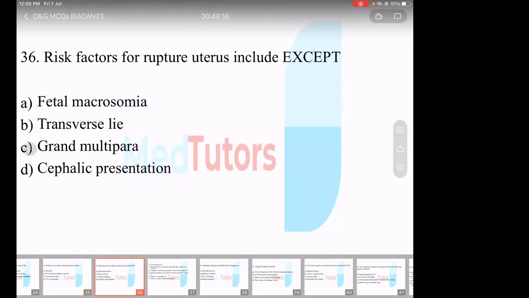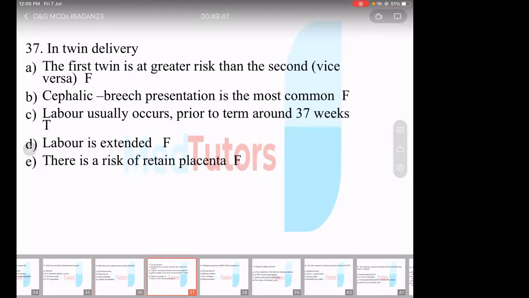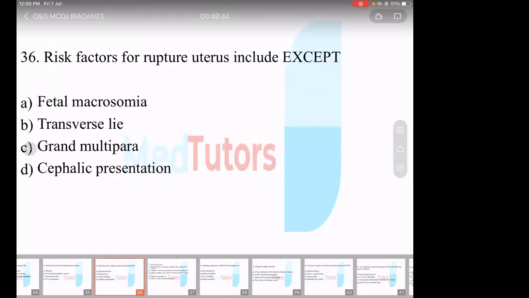36, risk factors for rupture uterus include the following except A, fetal macrosomia, B, transverse lie, C, grand multiparity, D, cephalic presentation. Of course, this is also a bit straightforward. Cephalic presentation is not a risk factor for rupture uterus, but all the others can cause uterine rupture.